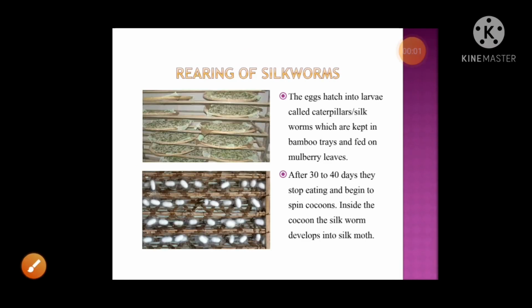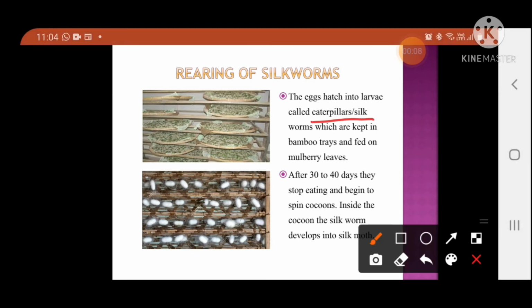As we know, the female silk moth lays hundreds of eggs. These eggs hatch into larvae. They are called caterpillar or silkworm. They are kept in bamboo trays and fed on mulberry leaves. After 30 to 40 days, they stop eating and begin to spin cocoons. Inside the cocoon, the silkworm develops into silk moth.